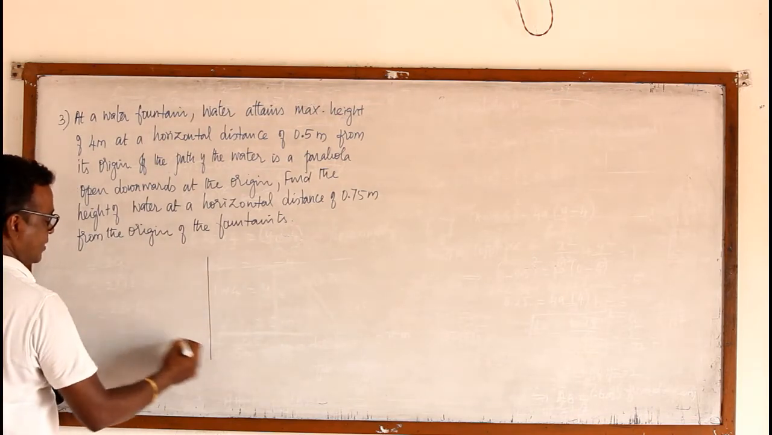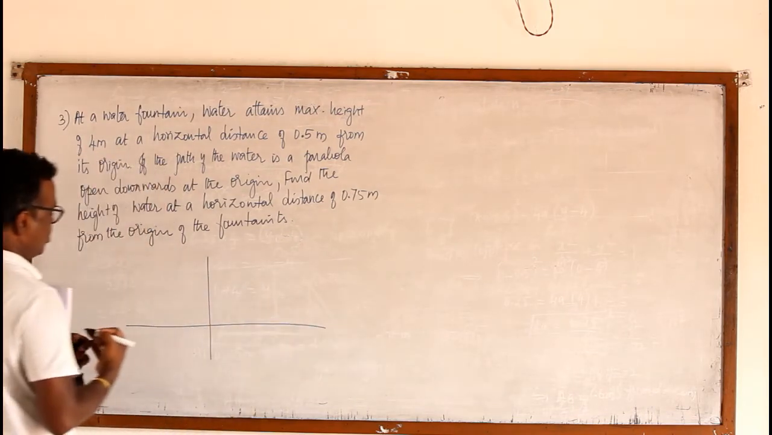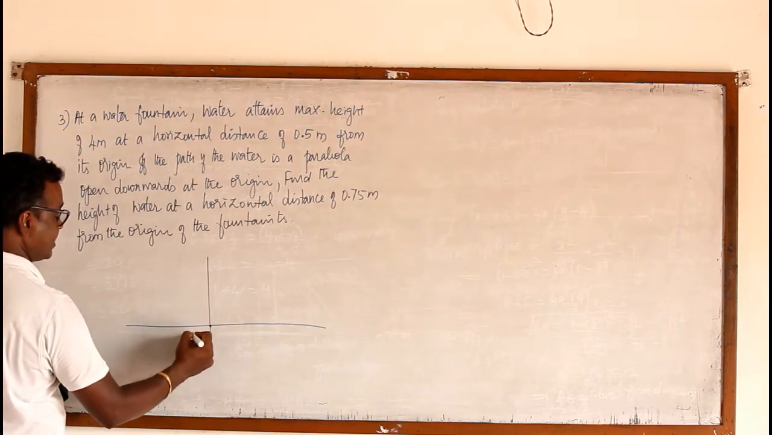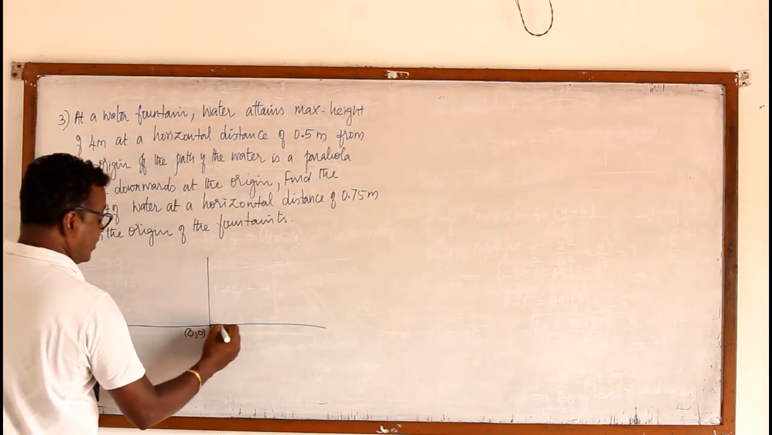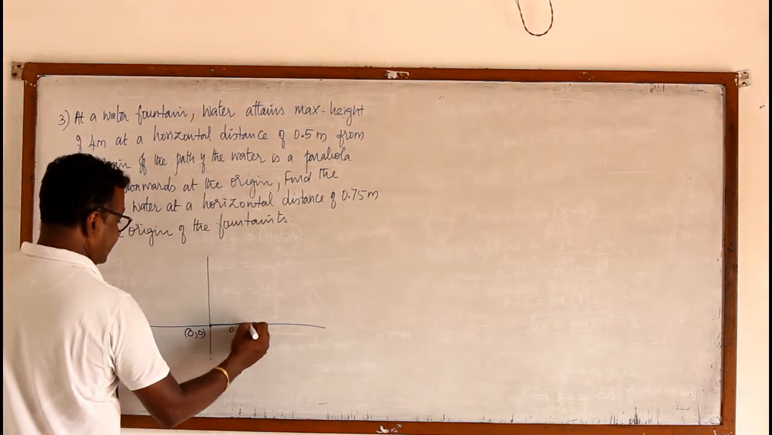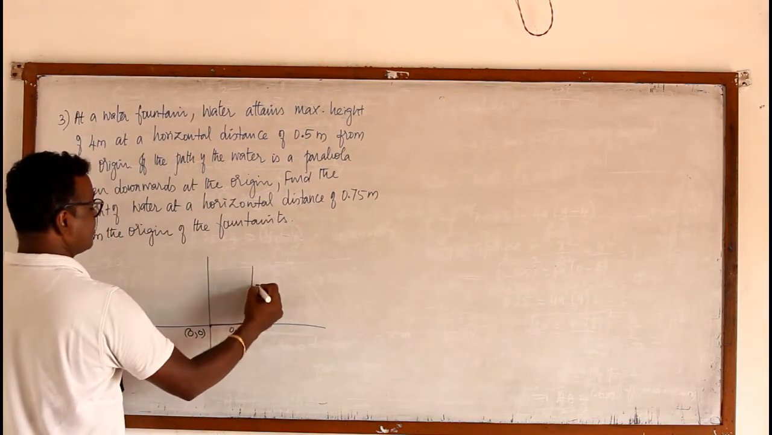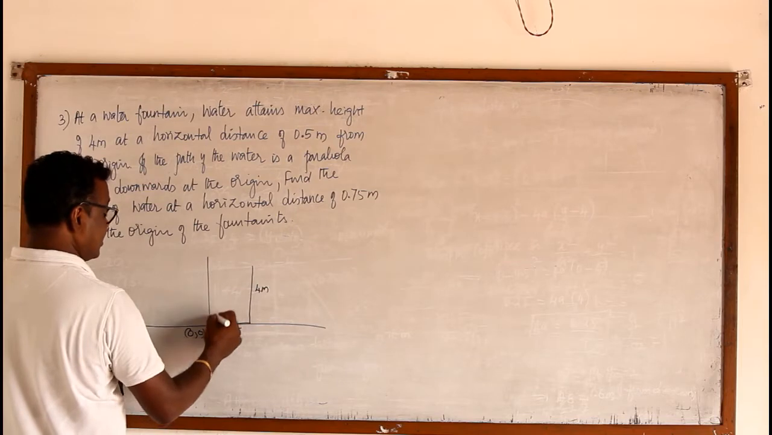That is, they give that the parabola is open downward. So if I take this vertex as the origin, at 0.5 meter the parabola reaches a maximum height of 4 meters, then this is the curve.